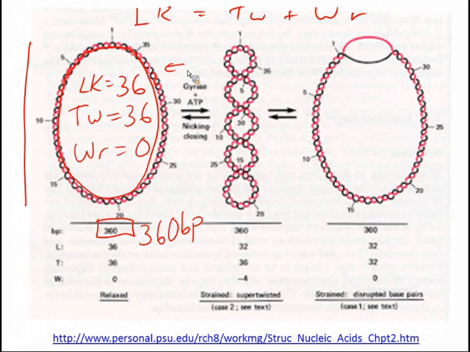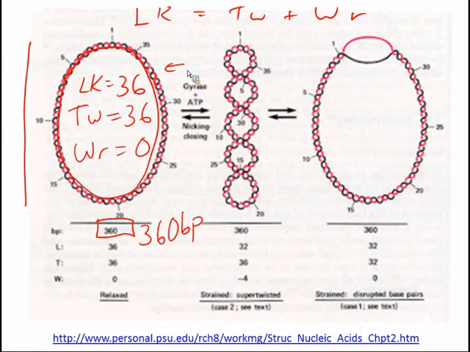But DNA still likes to have a preferred twist. So since it likes to have a preferred twist, what happens is the writhe changes. So the twist stays the same. So here we have our link. Our link equals 32 now. Our twist likes to stay the same at 36, which means our writhe must be minus 4. 36 minus 4 is 32. And so thus we now have supercoiled DNA.